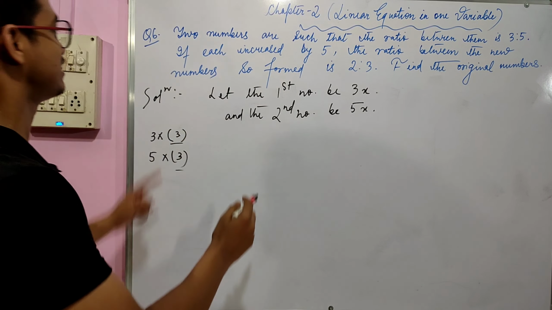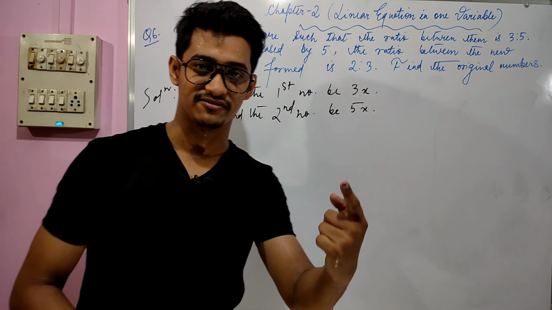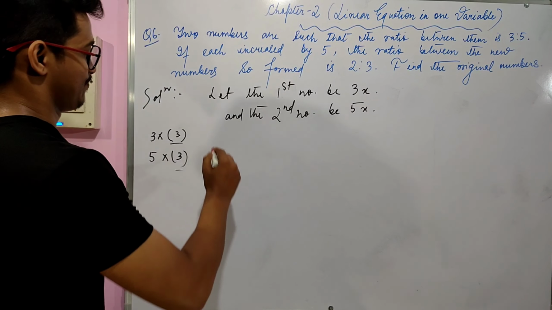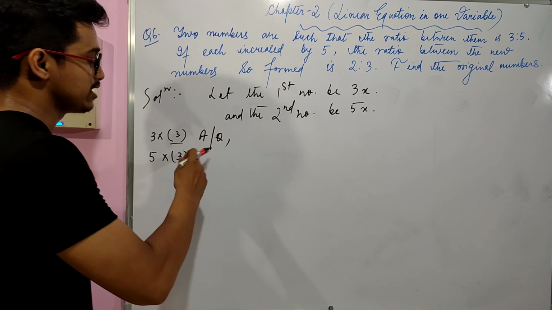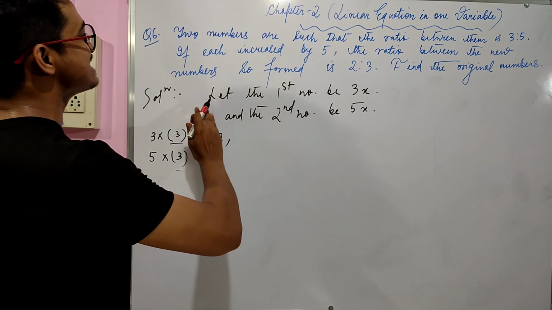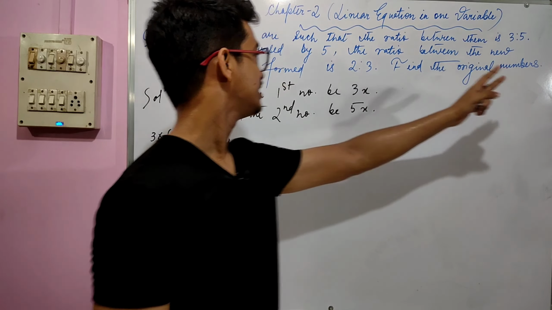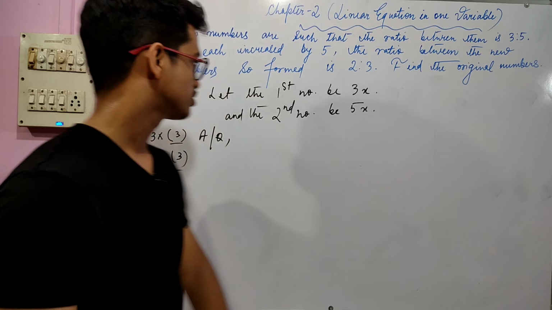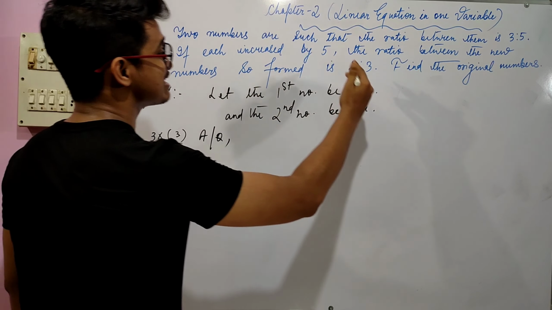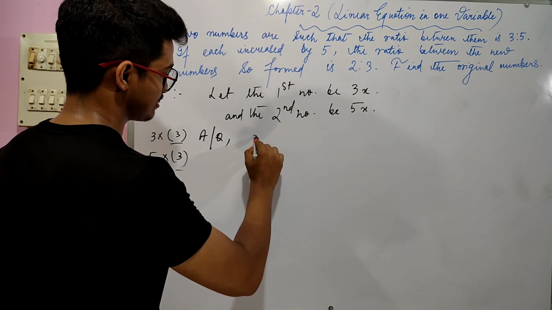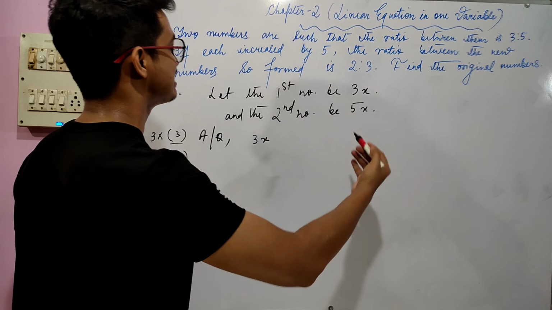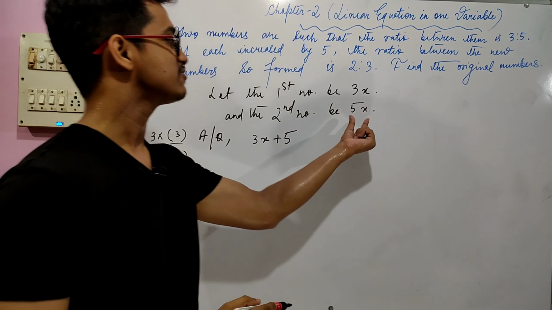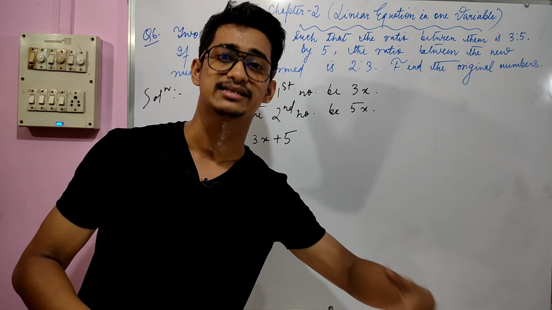Now, if each is increased by 5, what does that mean? Plus 5. So according to the question, if each is increased by 5, the ratio between the new numbers so formed is 2:3. So that is the condition. Here each increased by 5 means the first number, 3x, is increased by 5, so that is 3x plus 5. And the next number, each increased, means 5x plus 5. That is the second number. That is the second condition.